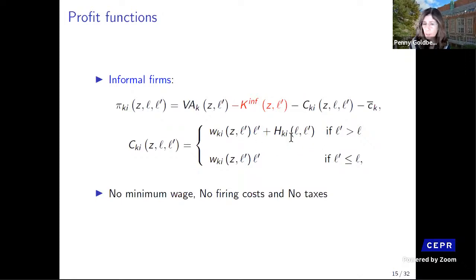And it faces hiring costs as before, but if it fires workers, then it doesn't have firing costs. Okay, so you can see the differences to the formal firm. There are no taxes on the value added, there are no payroll taxes, there is no minimum wage, and there are no firing costs. However, there is a cost to informality, and this is this red term here. And what are the costs of informality? Firms may be caught, in which case they may have to pay penalties or even be shut down. But even if this doesn't happen, there is also an opportunity cost of being informal. As I mentioned earlier, informal firms cannot export. You cannot export if you're not registered, and they may not have access to formal finance. Okay, so there is this trade-off.